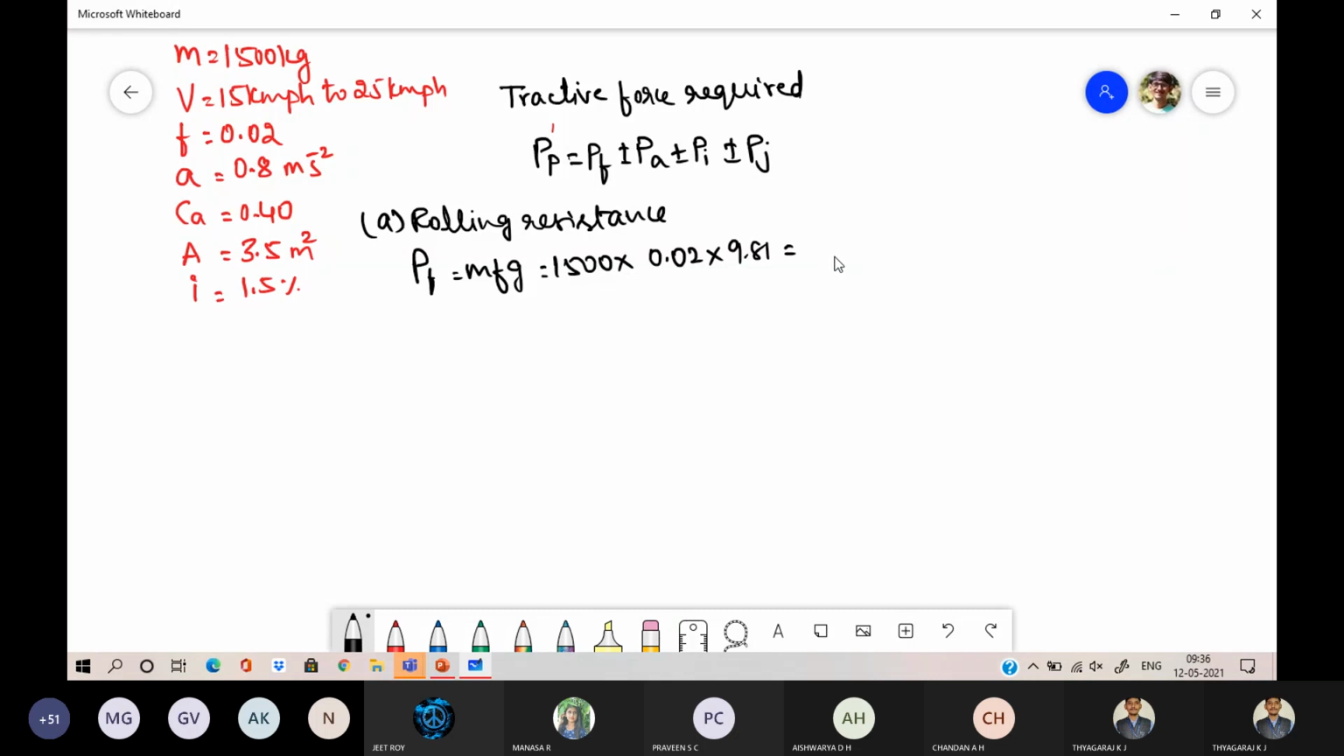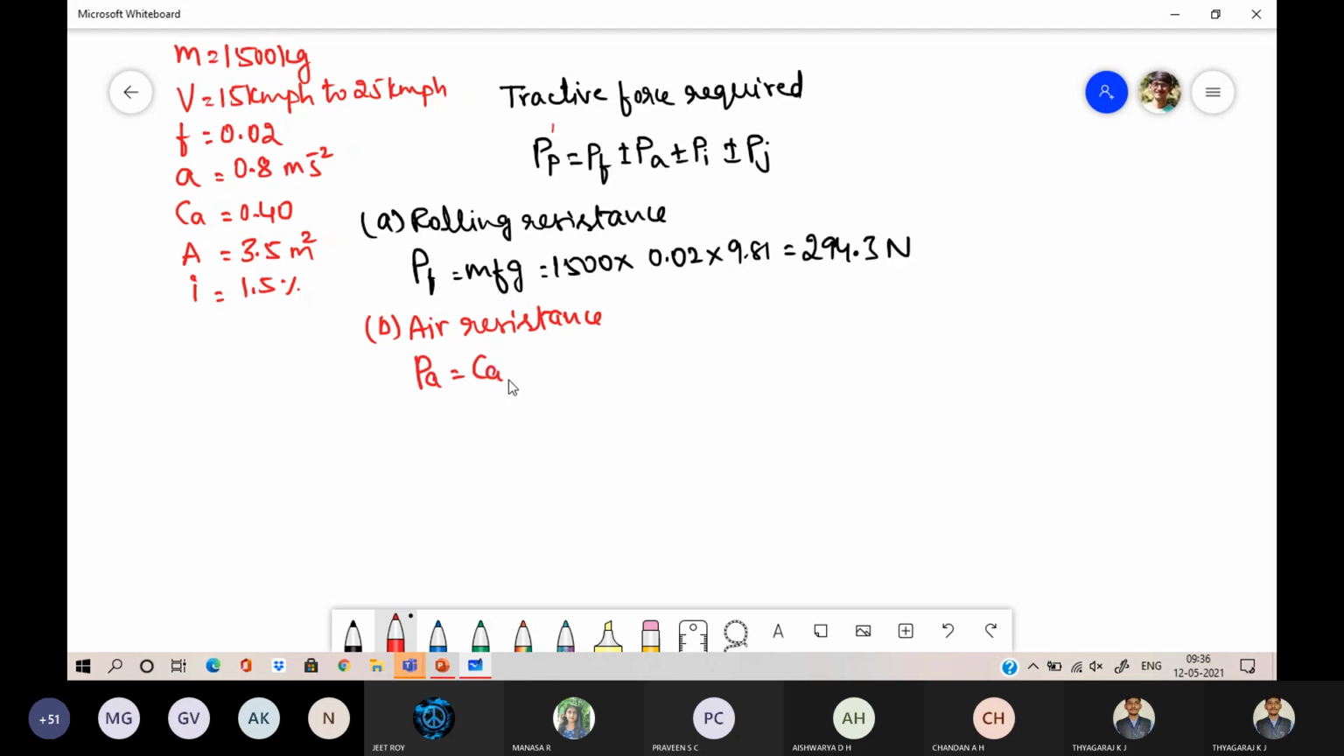What will be the value? 294.3 Newton. Then air resistance. Second one is air resistance.